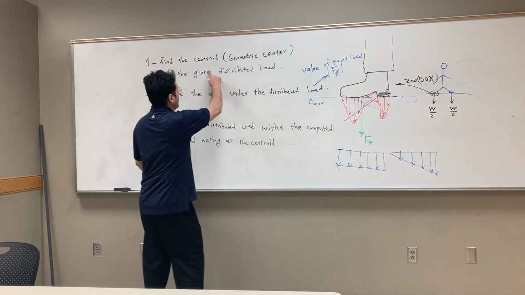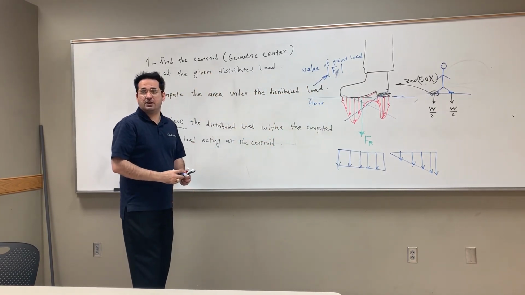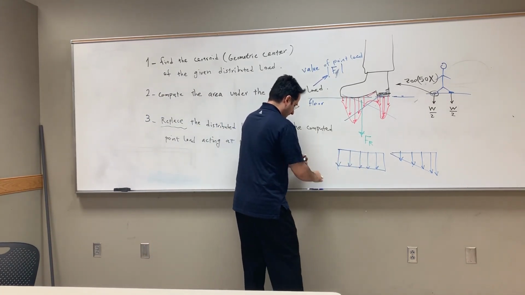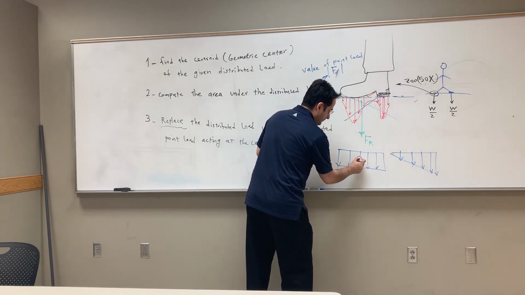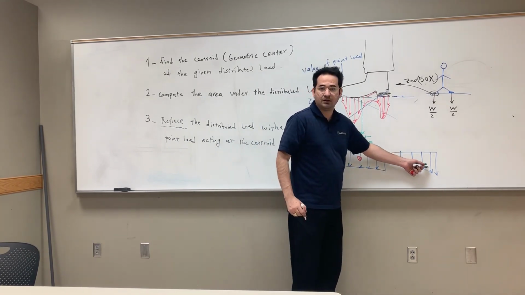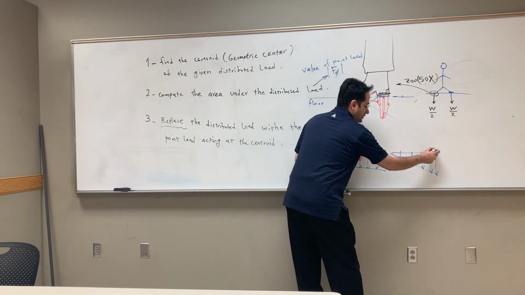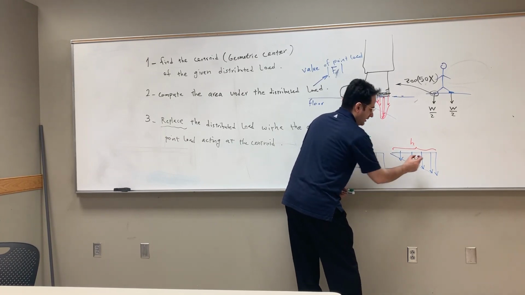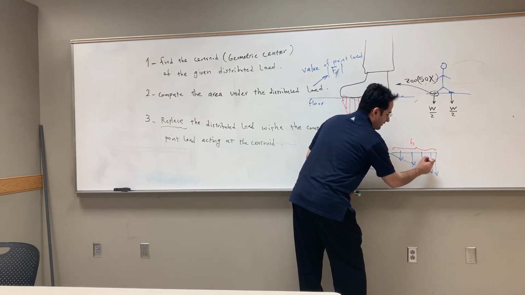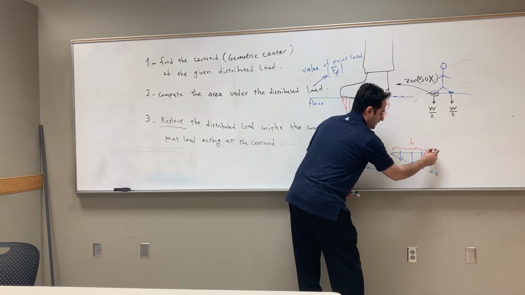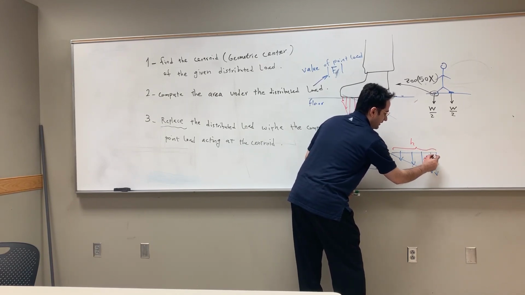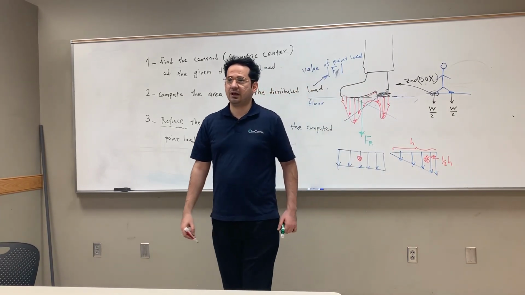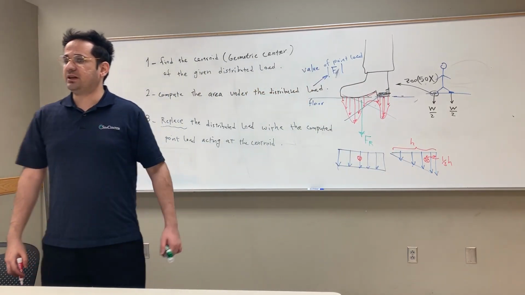So step number one, find the centroid, is pretty easy. What's the centroid of this guy? It's just somewhere here, in the middle, right? What about this guy? If this is h, the height, then the centroid is here. It's closer to the base, and this distance is 1/3 of h, right? That's all. So it's pretty easy to memorize.